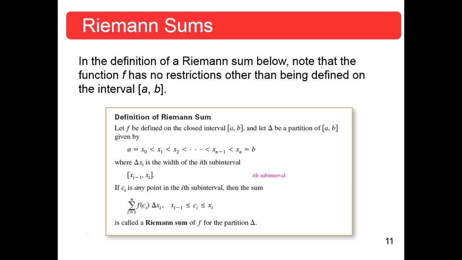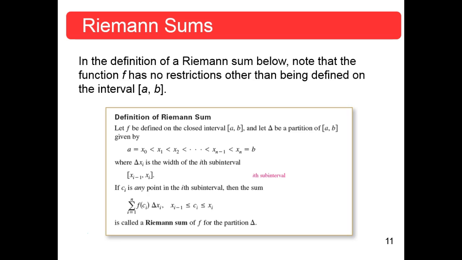In the definition of a Riemann sum below, and this is where we introduce this, note that the function f has no restrictions other than being defined on the interval a to b. Now, what do we mean being defined? It just, every value has a value. Okay? So this means you could have discontinuous functions as long as every value on a to b produces a value for the function. So here's the definition of a Riemann sum. Let f be defined on the closed interval a to b. It means a and b are included and everything in between.